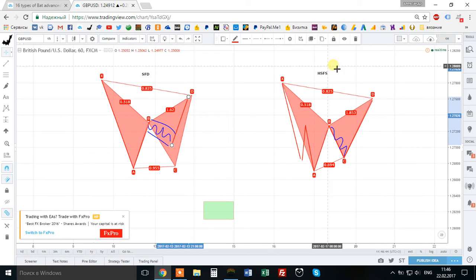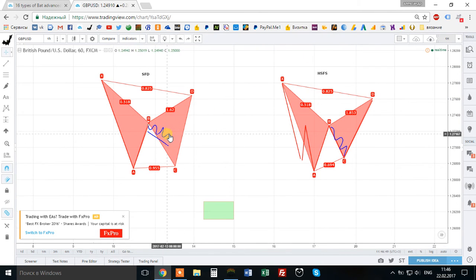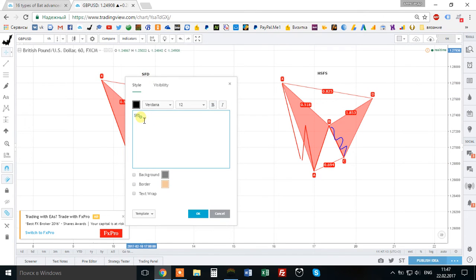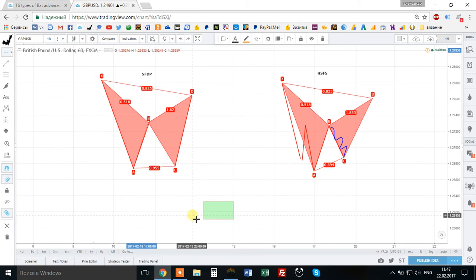Okay, and the last criteria that I elaborated to distinguish between the patterns is that either we have a perfect CD leg or we have an imperfect CD leg. This is the same criteria as for XA. If it is perfect, it is not interrupted by any 382 AB retracement. It is not interrupted. So in this case, it is perfect. So SFDP means this. SFDP.